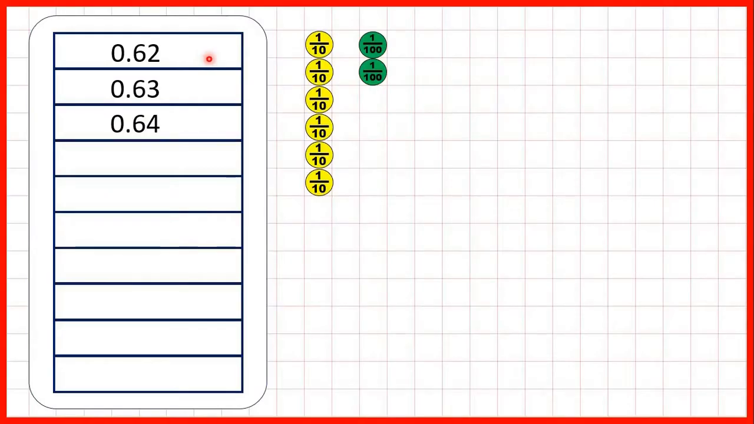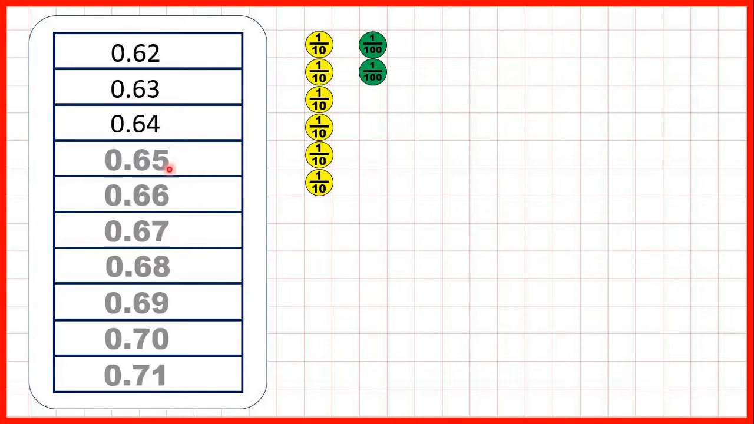Now let's practice counting in tenths or hundredths. So first we have 0.62, 0.63, then 0.64. So what are the next 7 numbers going to be? Well, let's show them. You can see counting in hundredths isn't much more difficult than counting in ones. The only thing we need to spot is that we don't usually write zeros on the end of decimals. So instead of 0.70, we would normally just write 0.7.